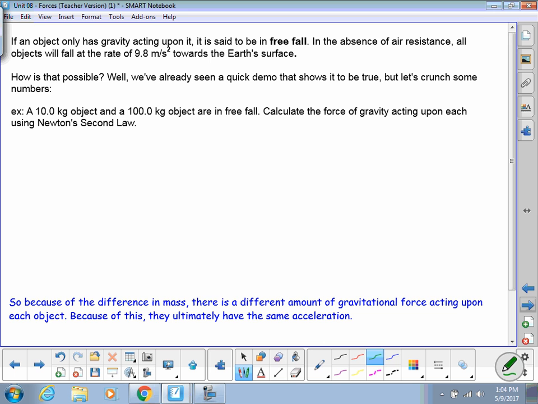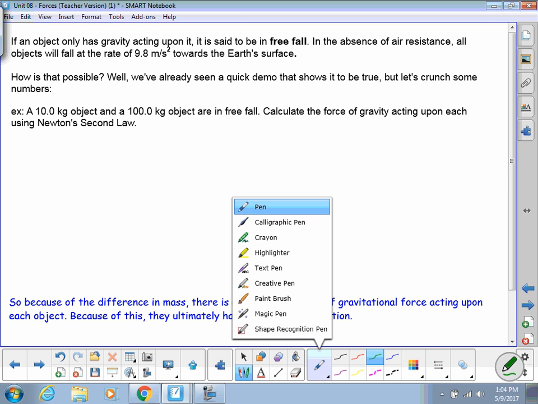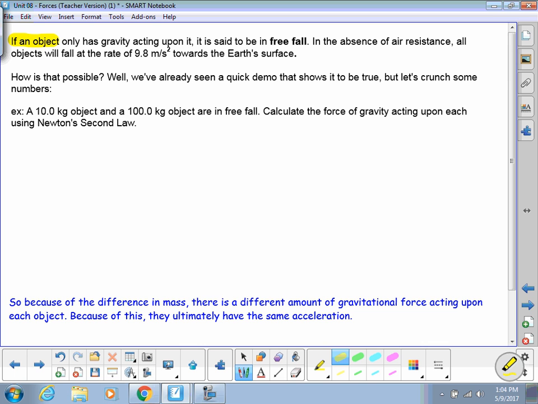If an object only has gravity acting upon it, it's said to be in free fall. So when you have a skydiver, before their parachute opens up, they're falling down towards the planet's surface. They are in free fall. They only have gravity pulling them down. In the absence of air resistance, all objects would fall at that rate of 9.8 meters per second squared. That explains why when you drop a piece of paper next to a book, the paper doesn't fall as fast, because there's air resistance. But if you can get rid of that air resistance, like putting the piece of paper on top of the book so the book blocks the air, then they accelerate towards the Earth at the same time.